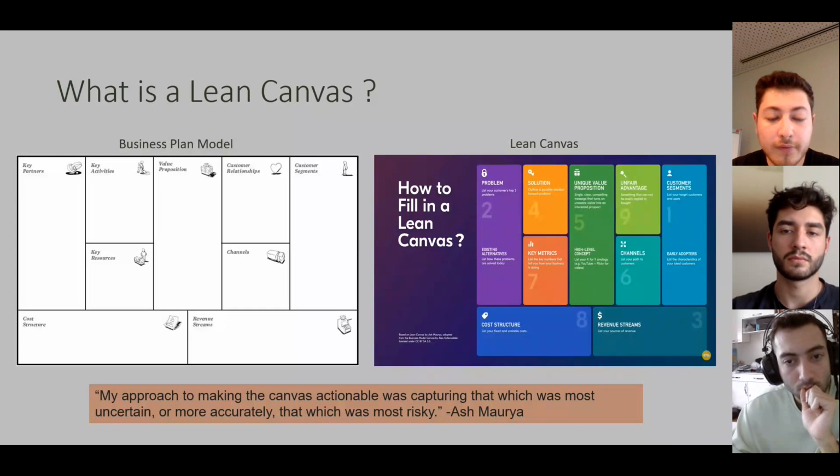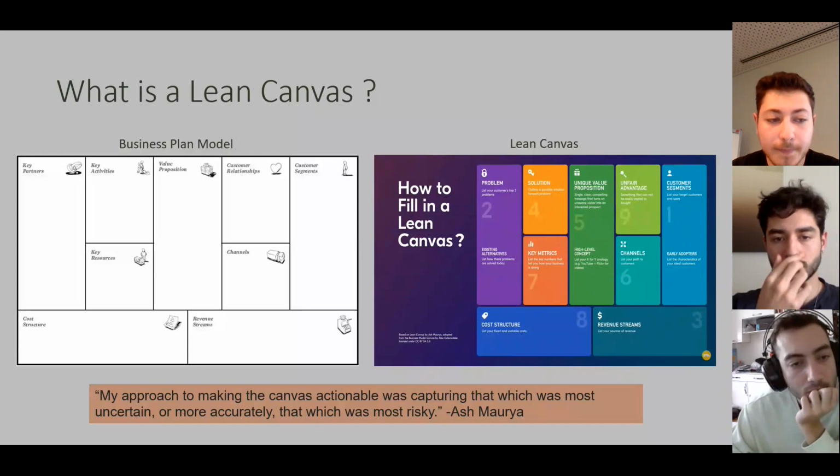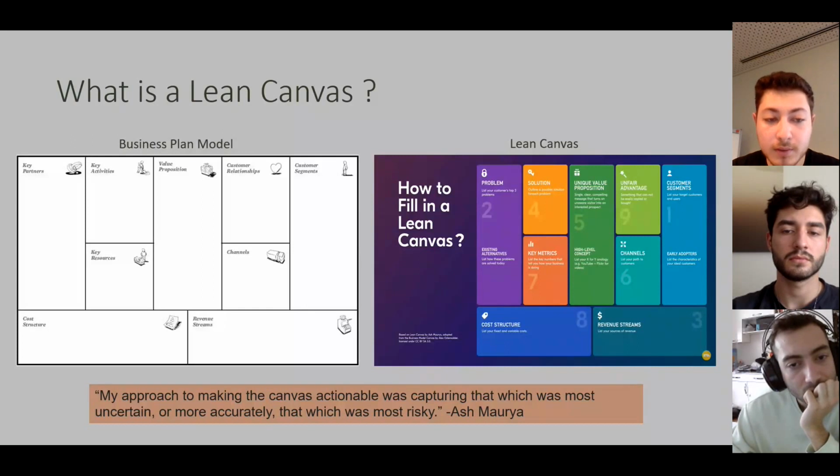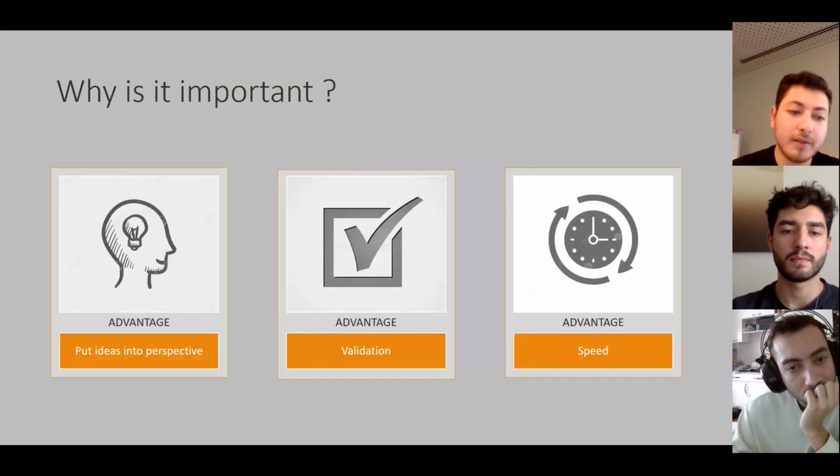You can write down your features specific to your venture that you think set you apart from your competitors and they cannot easily copy. Additionally, we can understand Ash Maurya's intention to create this plan by this quotation. My approach to making the canvas actionable was capturing that which was most uncertain, or more accurately, that which was most risky. And my friend Matt will continue.